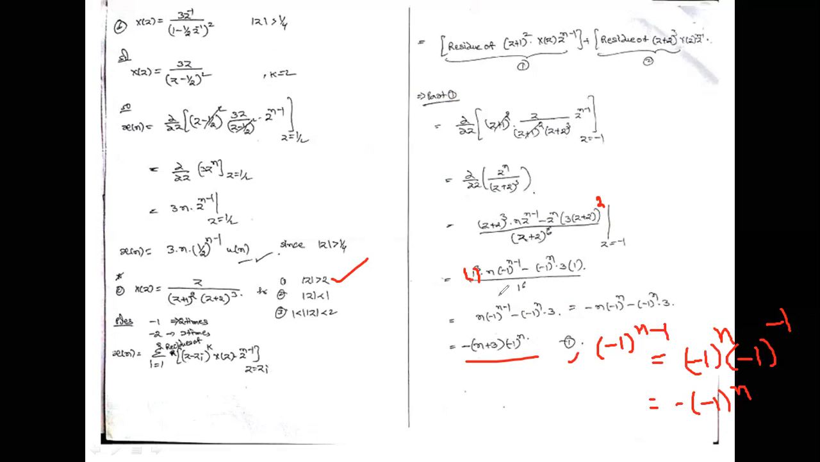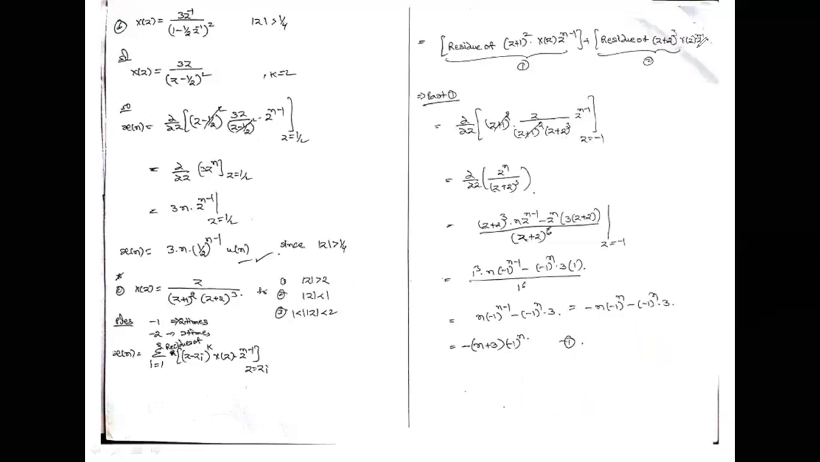The first function, the first residue, the first part we got here, that first part is minus of n plus 3 into minus 1 whole power n, and it is multiplied with u of n because it is a greater than value. And here the second part is also there. What is the second part? Minus 2 is a 3 times pole.